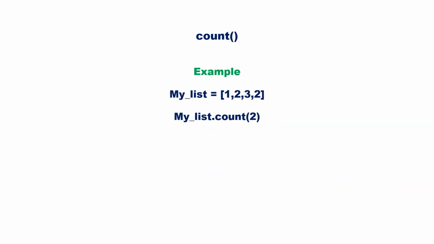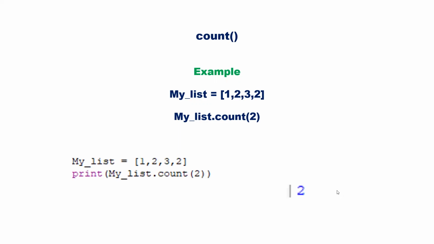For example, my_list.count(2). This means that we want to count the number of occurrences of 2 in my list. There are 2 occurrences. Hence, when we print my_list.count(2), we will get the answer 2, since 2 is mentioned twice in my list.